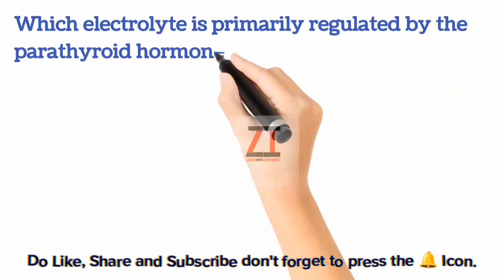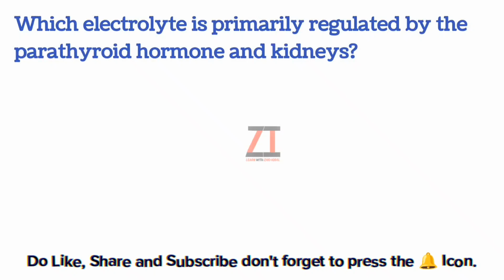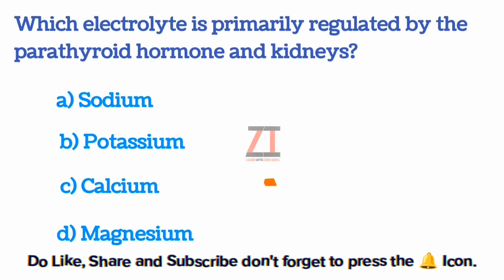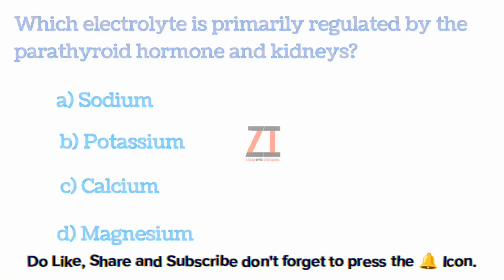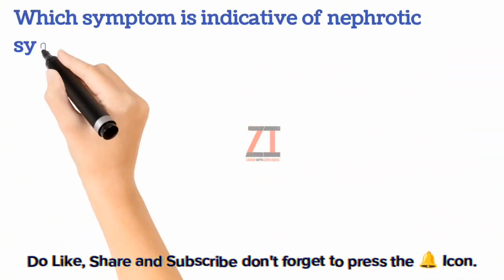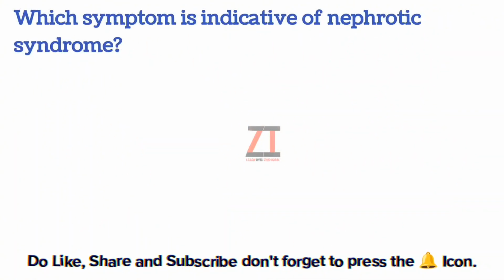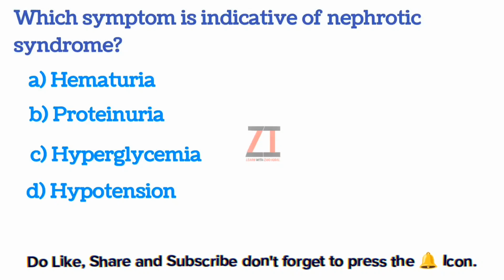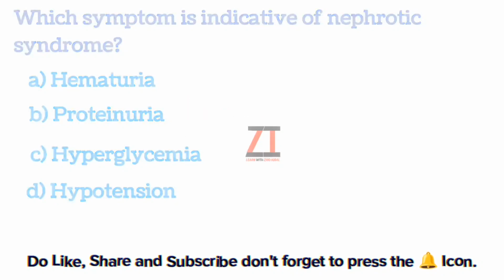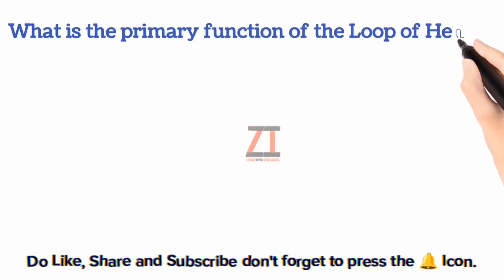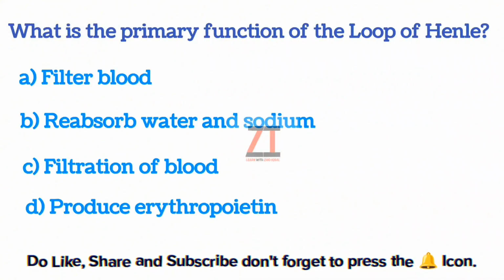Which electrolyte is primarily regulated by the parathyroid hormone and kidneys? Right answer is option C, calcium. Which symptom is indicative of nephrotic syndrome? Right answer is option B, proteinuria. What is the primary function of the loop of Henle? Right answer is option B, reabsorb water and sodium.